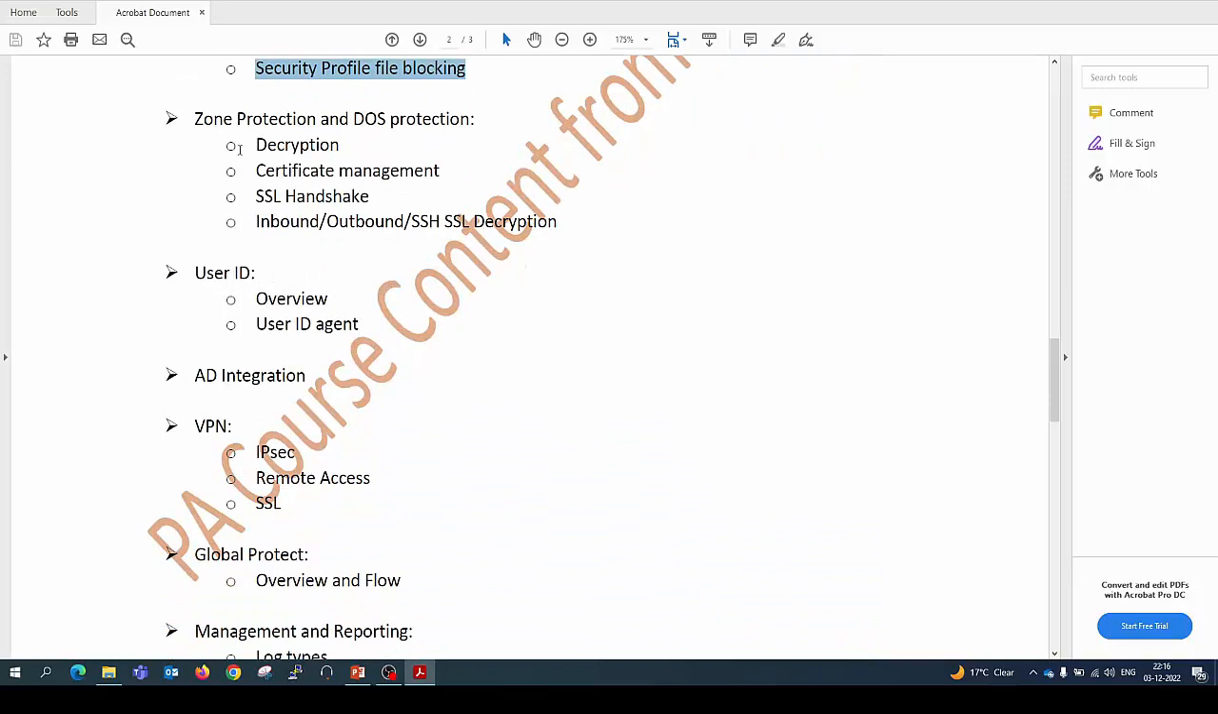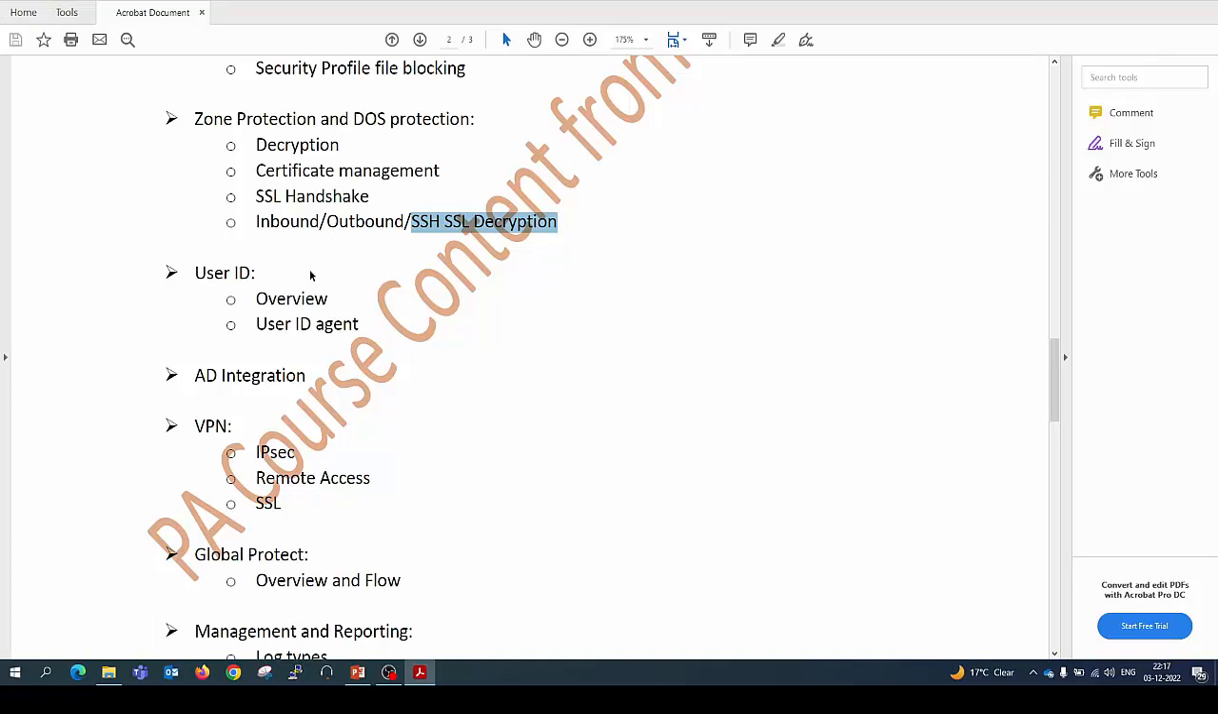Then we have zone protection profile. You know that Palo Alto is a zone-based firewall. So how can we protect those zones? How can we do the DoS protection in our Palo Alto? Right? The decryption profile, certificate management, SSL handshake, inbound, outbound, SSH, SSL decryption we'll see. Right? HTTPS inspection, SSL decryption, these types of things we'll discuss in very, very, very detail.